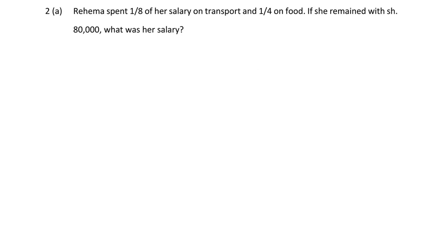Question number 2, part A. Rehema spent 1/8 of her salary on transport and 1/4 on food. If she remains with 80,000, what was her salary? Okay, so first we are going to take the total fraction of the amount spent, which is 1/8 for transport plus 1/4 for food, which after summing this, we are getting 3/8. Okay, so next, to find the fraction of the amount remaining, we are going to take 1 minus 3/8, which after solving the values, we are getting 5/8.